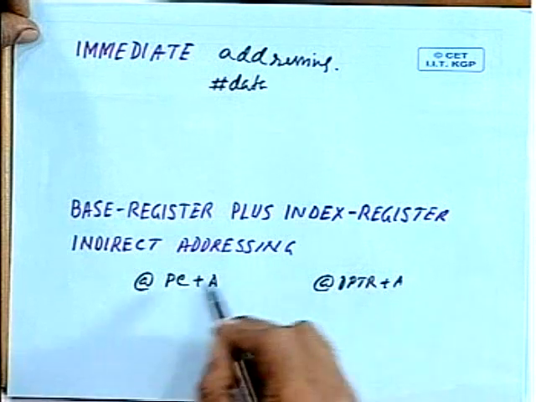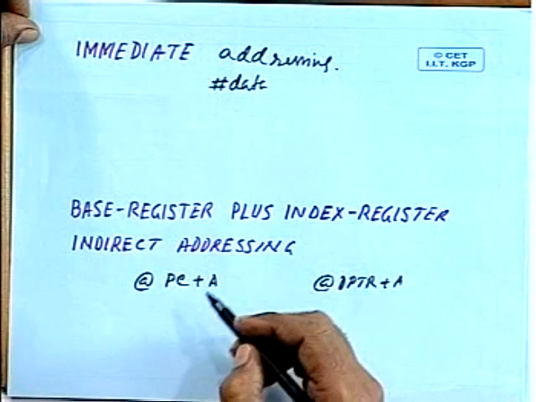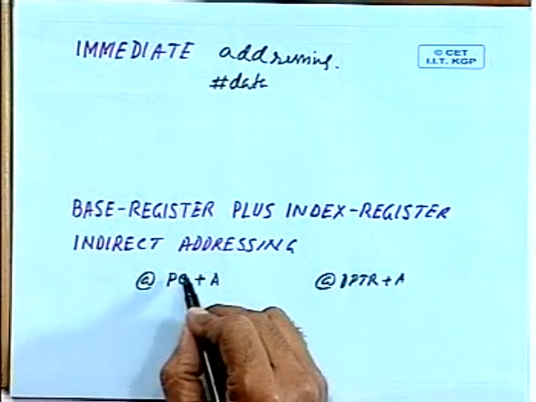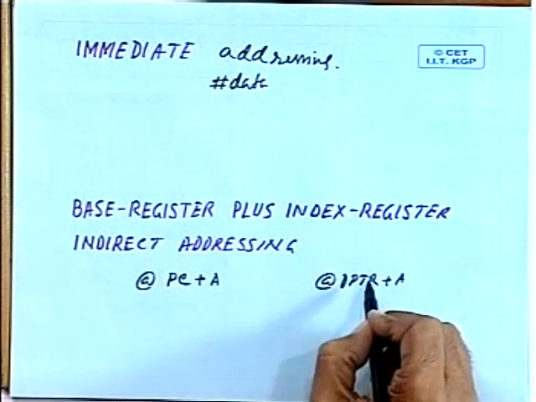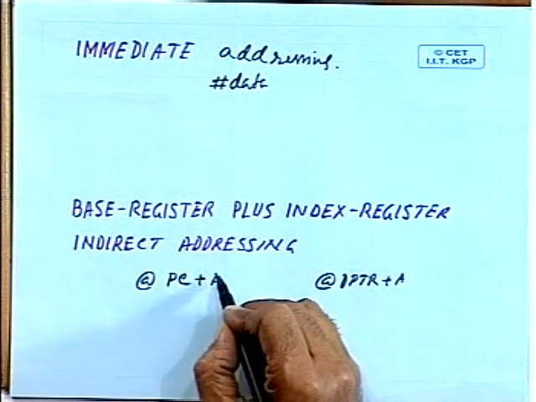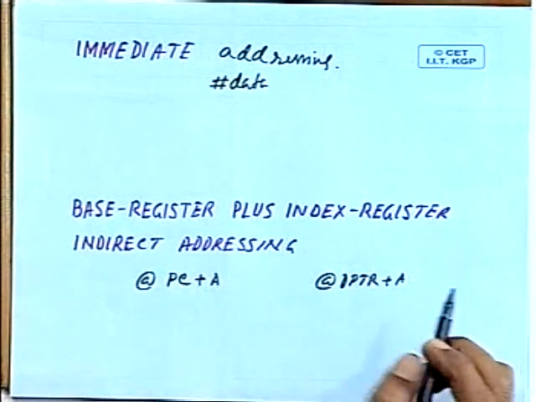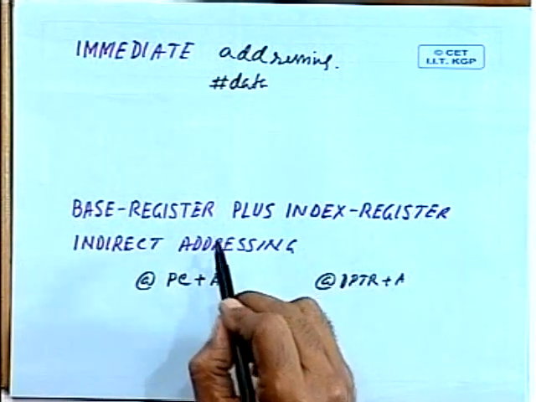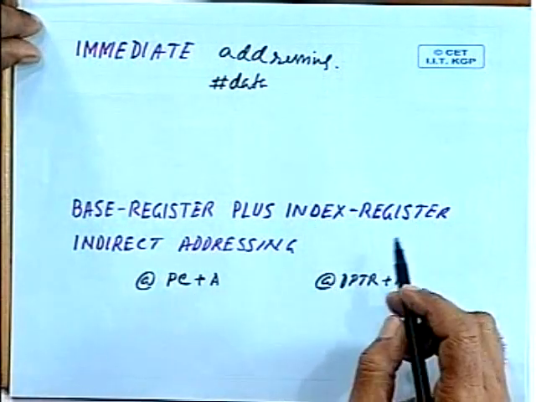So you can see here it provides you very wide flexibility. You can access memory depending on the present value of the program counter or the present value of the data pointer. You can do the indexing. You can increment or decrement the accumulator to access different parts of the memory by using this base register plus index register indirect addressing.